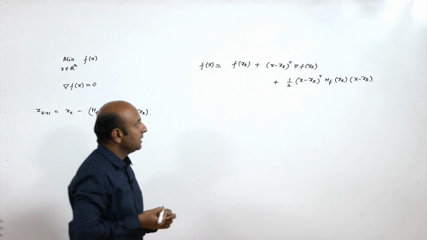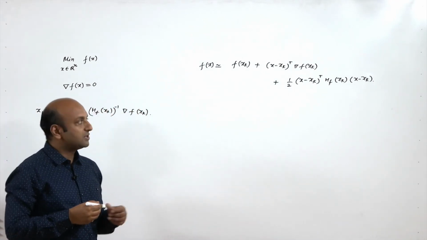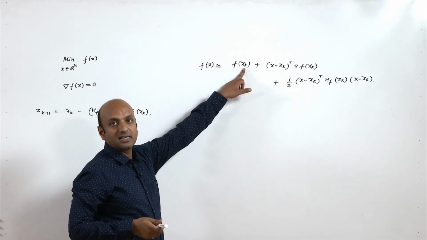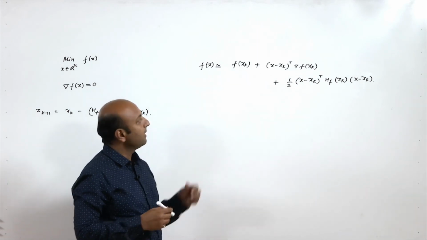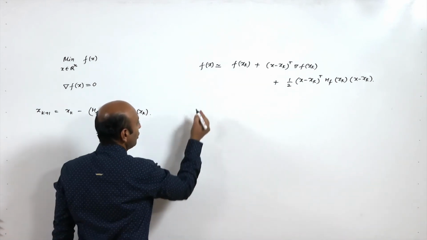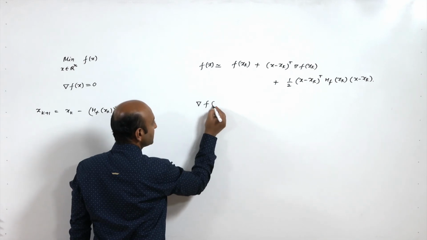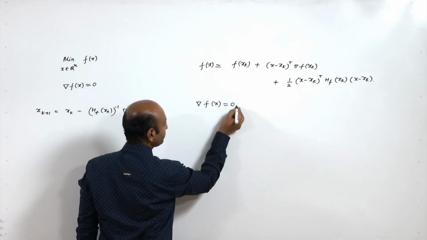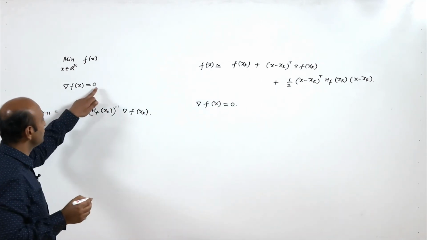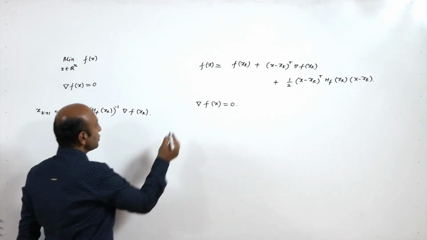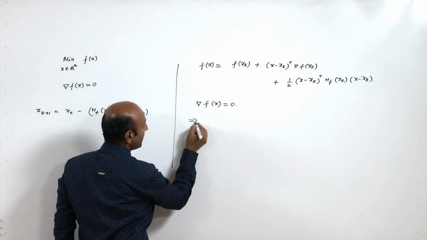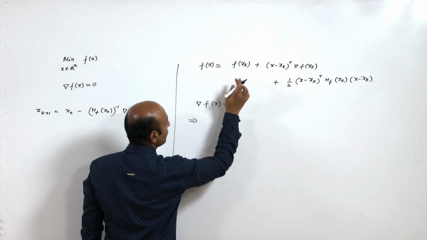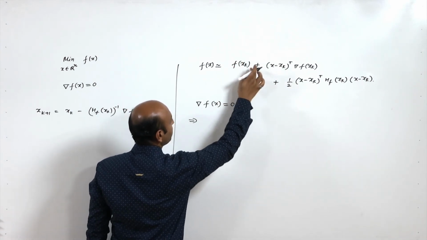This is the quadratic approximation of this function about xk. Now we know that the gradient of f(x) must be 0 for the stationary points. So, this implies, basically this is 0 because this is a fixed value.